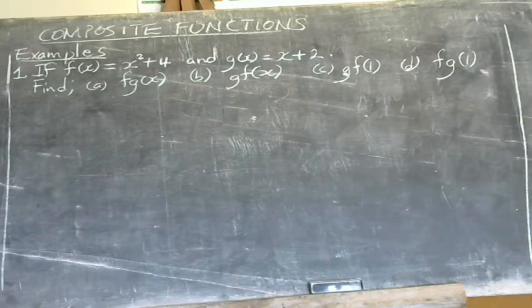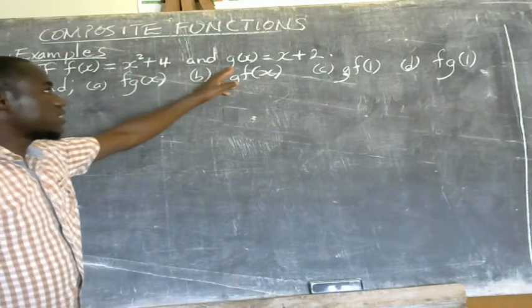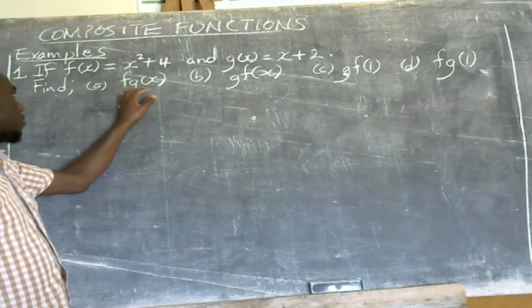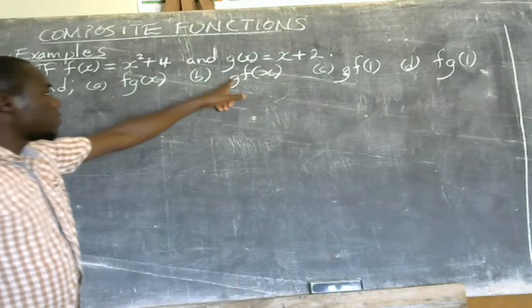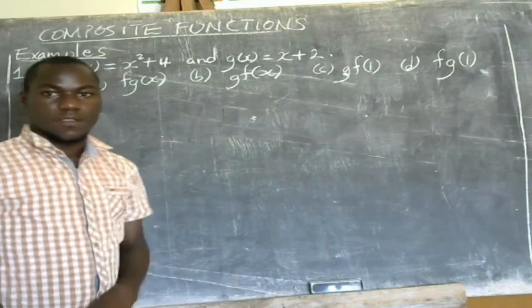So our example 1: if f of x is equal to x squared plus 4 and g of x is equal to x plus 2, find part A, f of g of x, part B, g of f of x, part C, and part D right there.